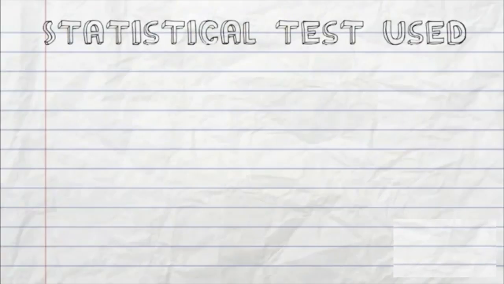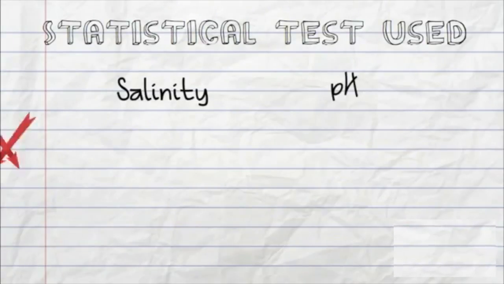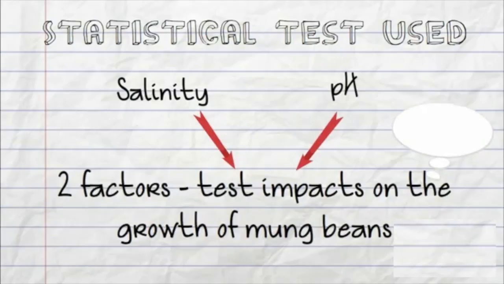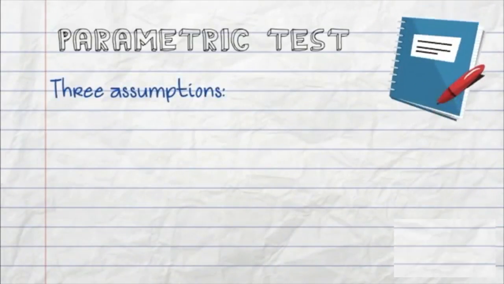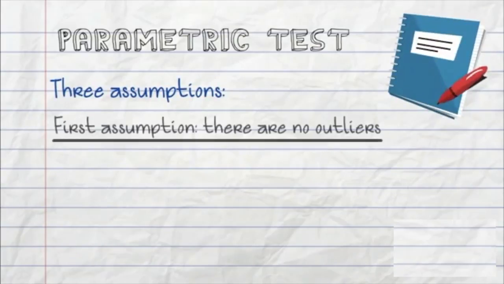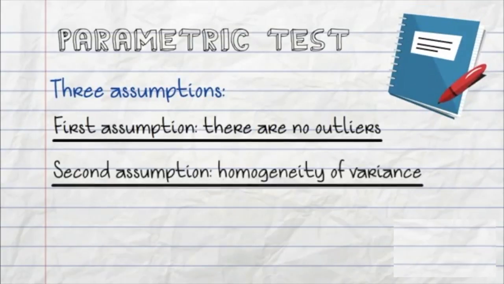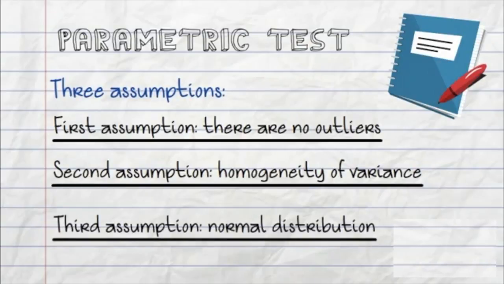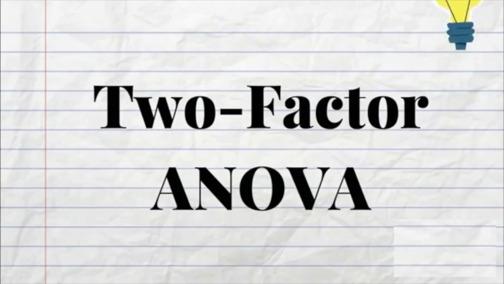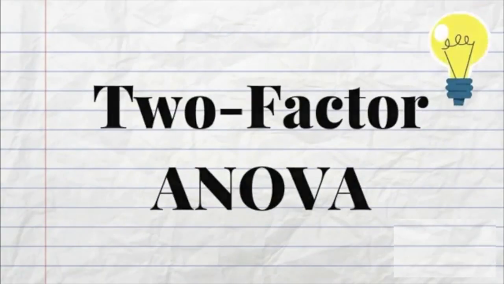In this experiment, salinity and pH are the 2 factors, which are used to test their impacts on the growth of mung beans. In order to use a parametric test, 3 assumptions need to be checked. First, there should be no outliers. Second, homogeneity of variance needs to be checked. Lastly, the dataset must follow the normal distribution. After checking these assumptions, 2-factor ANOVA will be used.